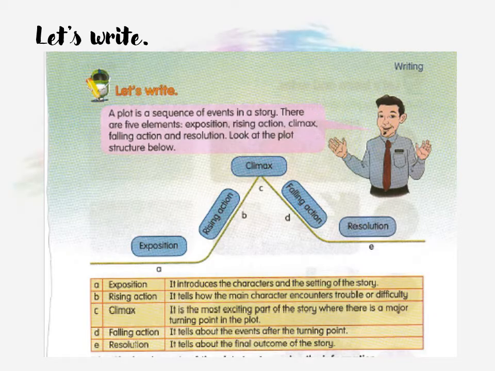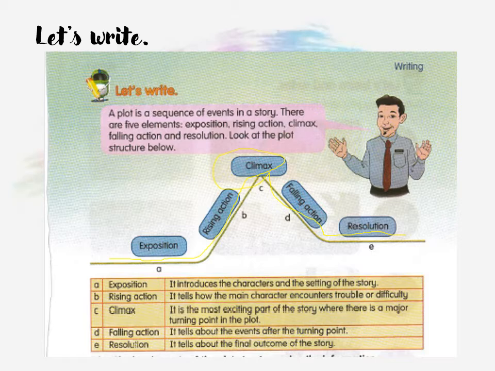Now, let's look at plot. A plot is a sequence of events in a story. There are 5 elements: exposition, rising action, climax, falling action, and resolution. Look at the plot structure below. We have the exposition, rising action, climax, falling action, and resolution.